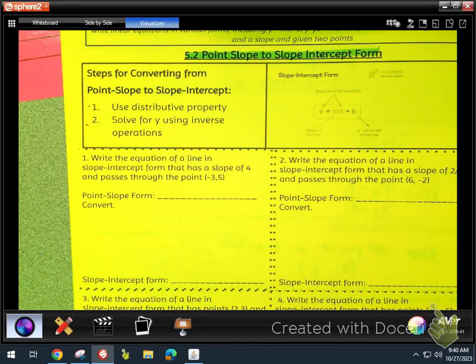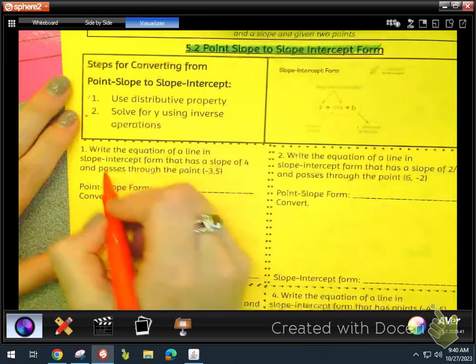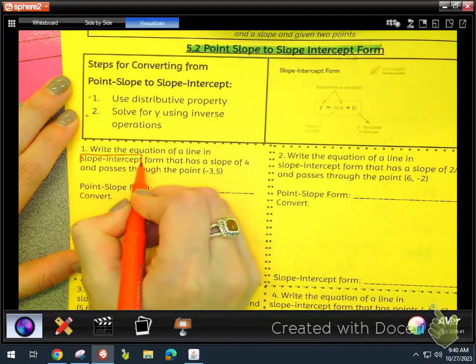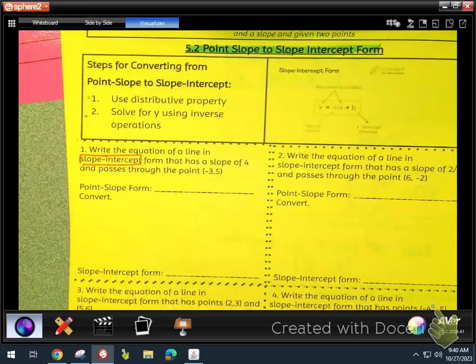So number 1, write an equation of a line in what form? Slope-intercept form. So remember I had y'all box the form we were writing in, because on your CFU, you're going to have to do both, or you might have to do one, and you have to pay attention to which one you're doing. Box slope-intercept form.